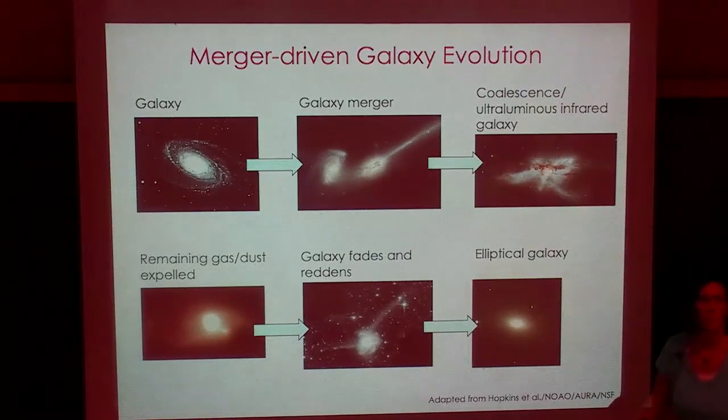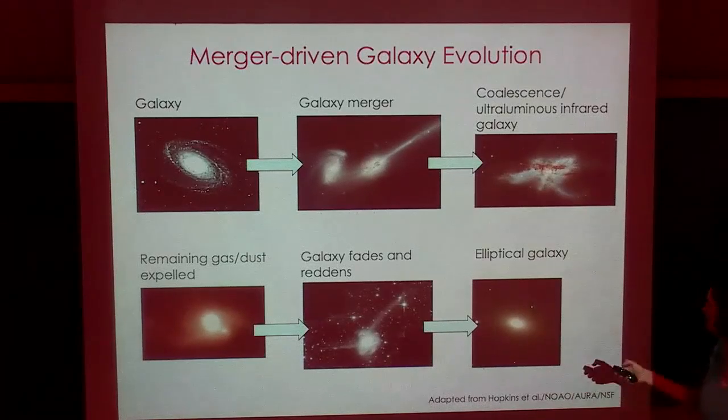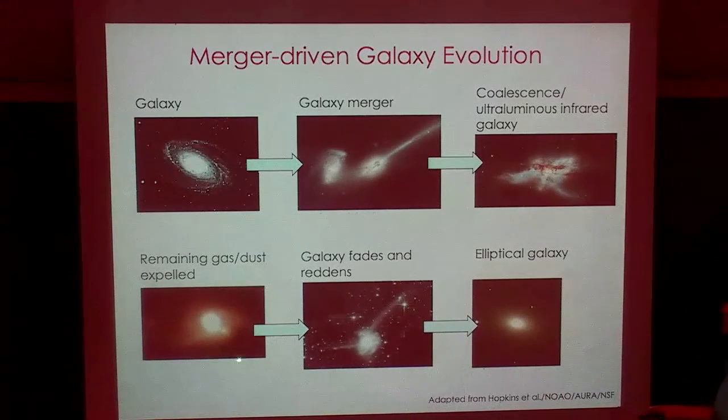The black holes continue to grow in mass rapidly until they fuel some kind of feedback that can blow out the remaining gas and dust in the merger remnant system, which puts a halt to any further star formation and starves the black hole. So the AGN begins to dim, the whole galaxy fades and reddens until you're left with a remnant that looks like a red and dead elliptical galaxy.